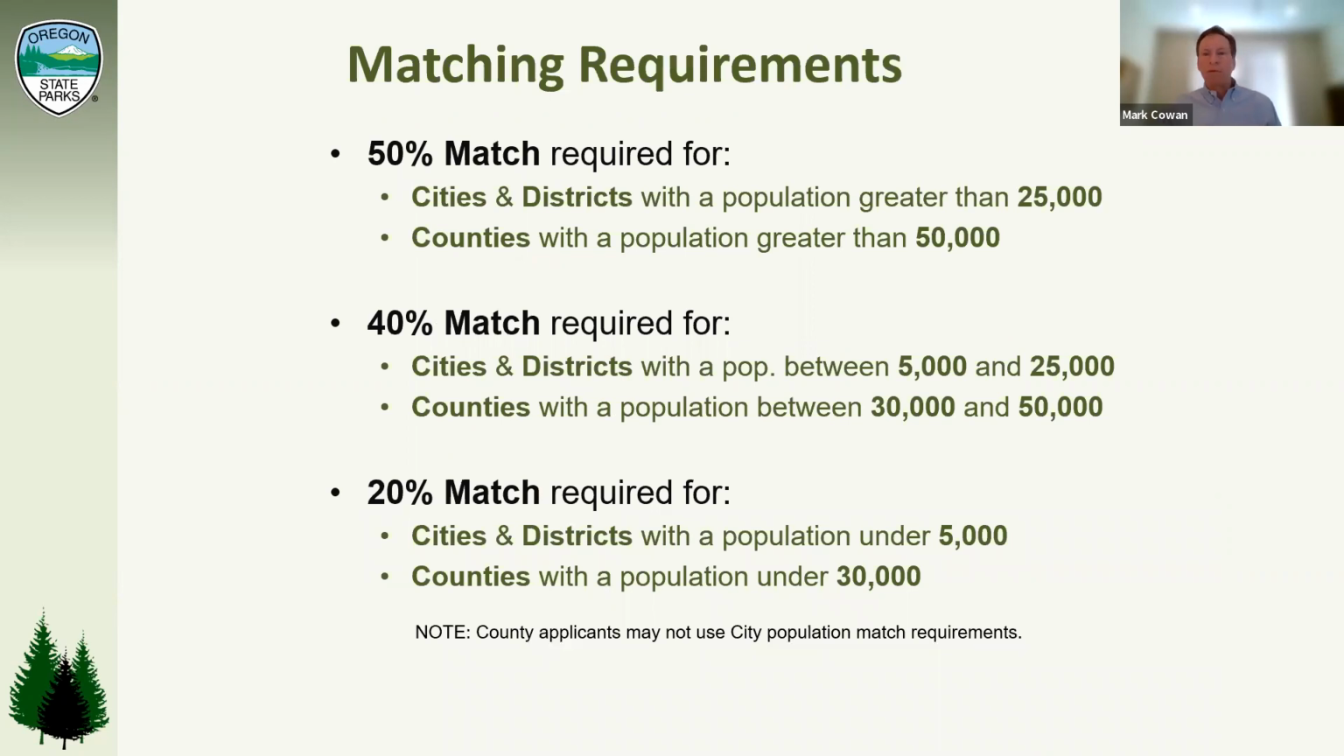All applicants need to come in with a portion of match. Our larger cities and districts need to come in with a 50% match. Cities and districts with a population over 25,000 and counties with a population over 50,000. For our medium-sized cities and districts between 5,000 and 25,000 in population, they need to come in with a 40% match, and the same thing for counties with populations between 30,000 and 50,000. And then our smaller communities with populations under 5,000 need to come in with a 20% match, and likewise counties with population under 30,000.